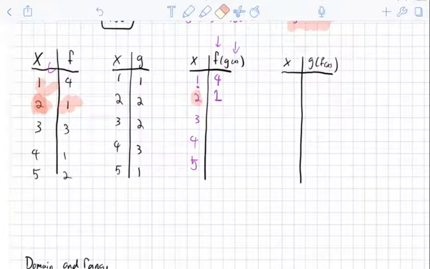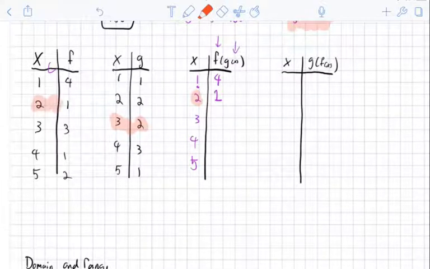Try the next one. When x is equal to 3, the output is equal to 2. When you input 2 into the f function, you get 1 out. When x equals 4, the g function output is 3, and then I'm going to plug 3 into this function. Output is equal to 3. Last one, 5 is equal to 1. That corresponds to 4.